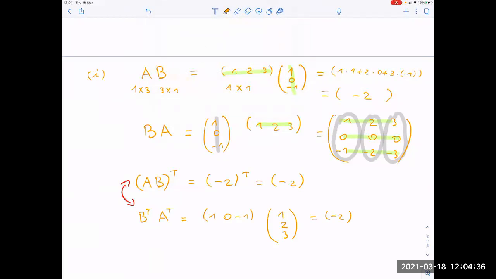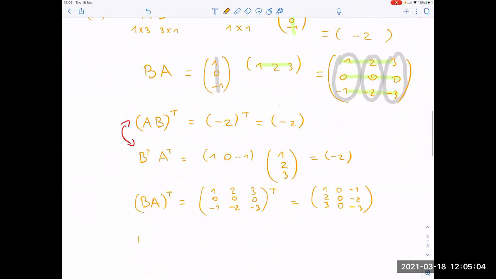Similarly, I could play the same game and ask, what is (BA) transpose? Well, it is just the transpose of the big matrix here, 3, 0, minus 3 transpose. And so it is 1, 2, 3, 0, 0, 0, minus 1, minus 2, minus 3. Not a big change of setting.